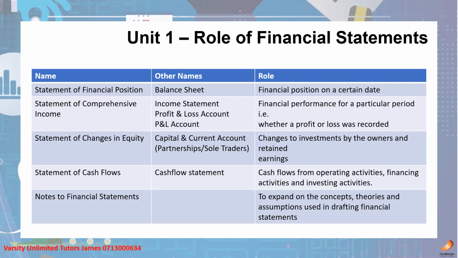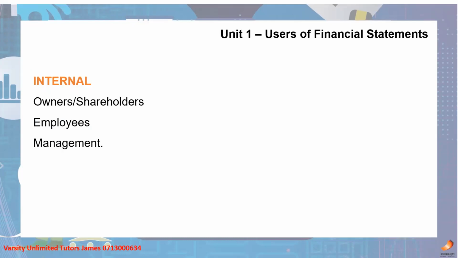So those are the 5 key financial statements that you need to know about. Comprehensive income, which is your profit and loss. Financial position, which is your balance sheet. Statement of changes in equity, the cash flow statement, and then the notes. Those are the 5 statements, right? Are there any questions on the statements before I talk about the users? Are there any questions here?